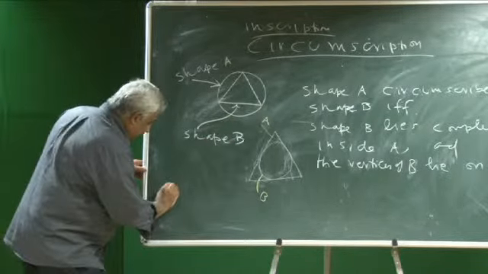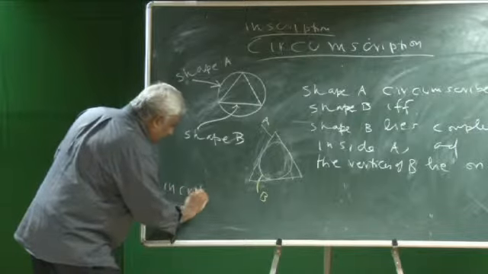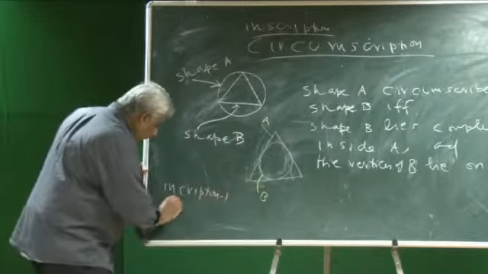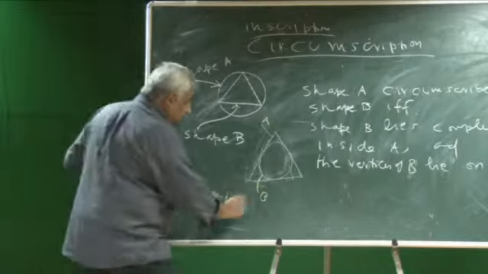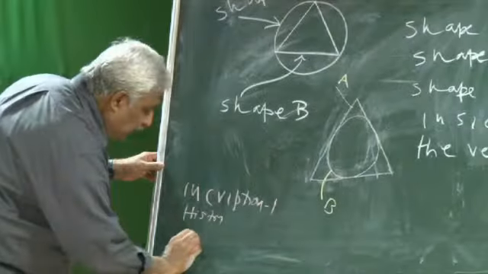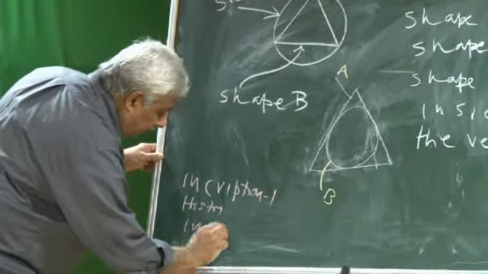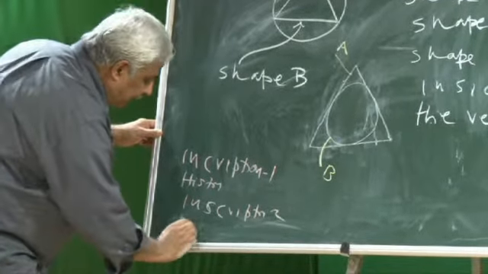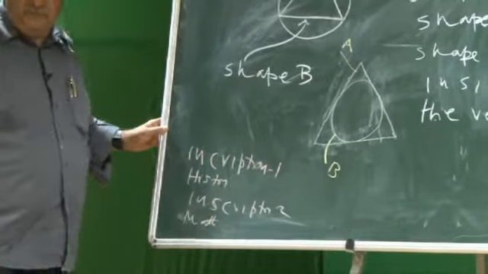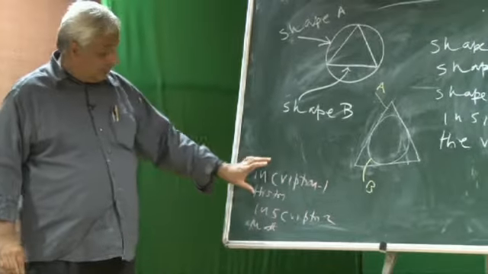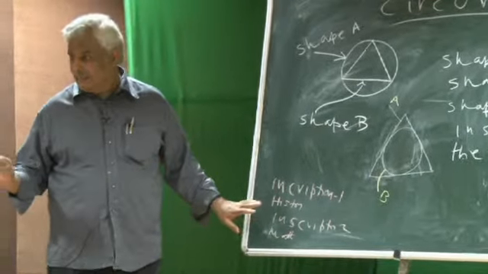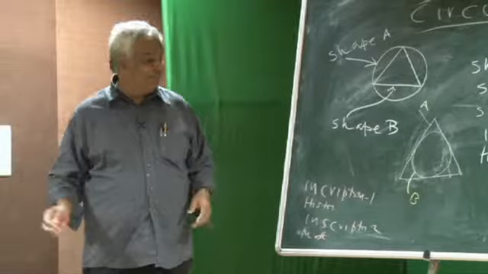So there is, let me say, inscription 1, which is that of history. Then there is inscription 2, which is that of math, or geometry to be specific. And there is a difference between them. That seems to be clear, or at least seems to be the case.